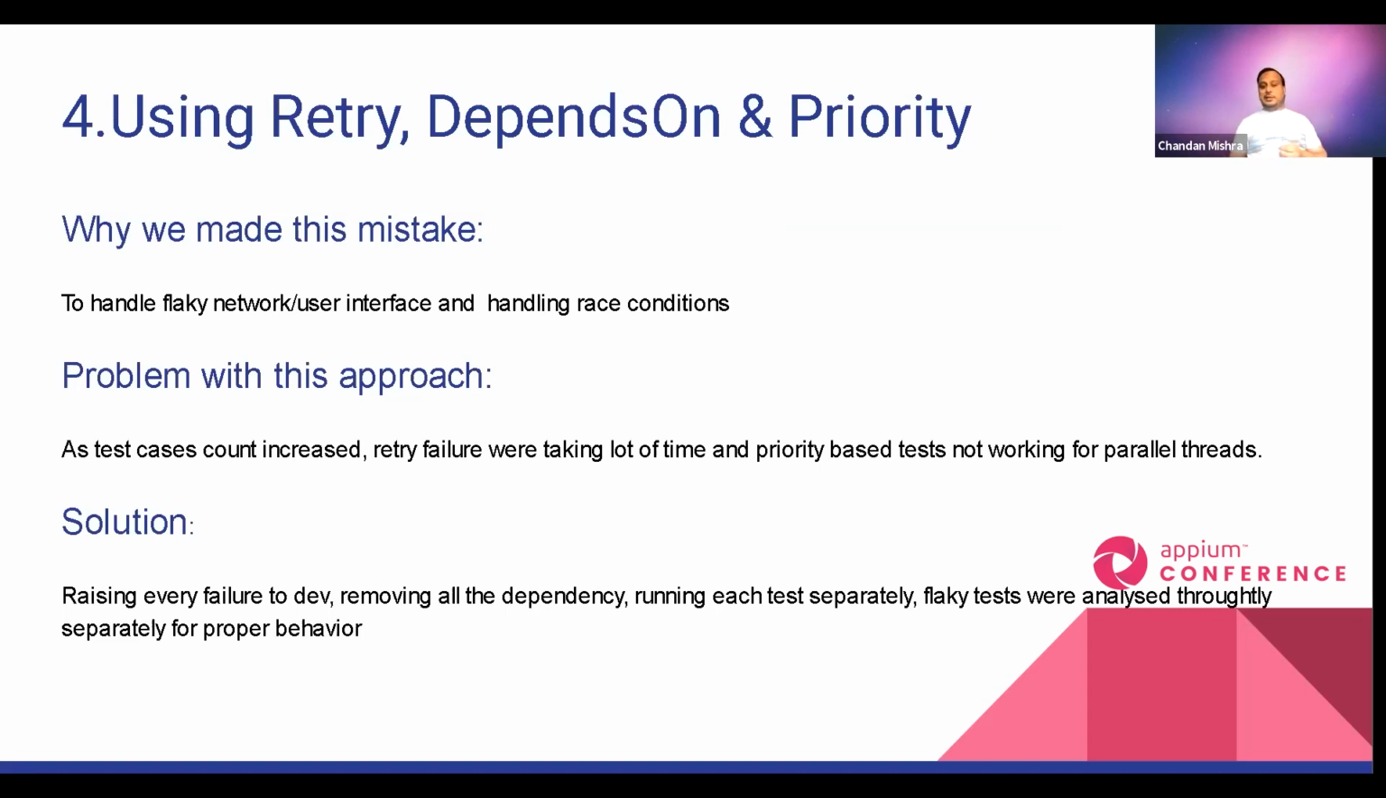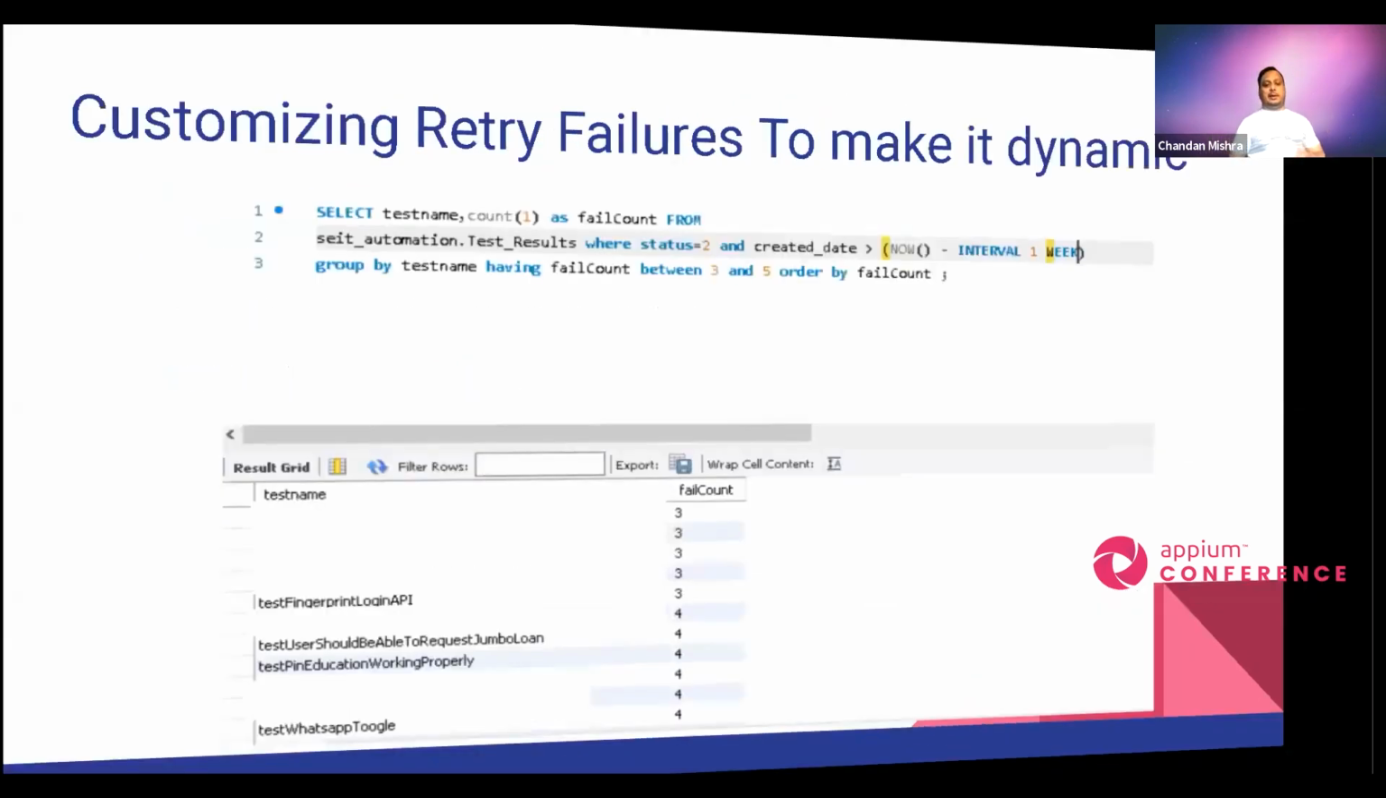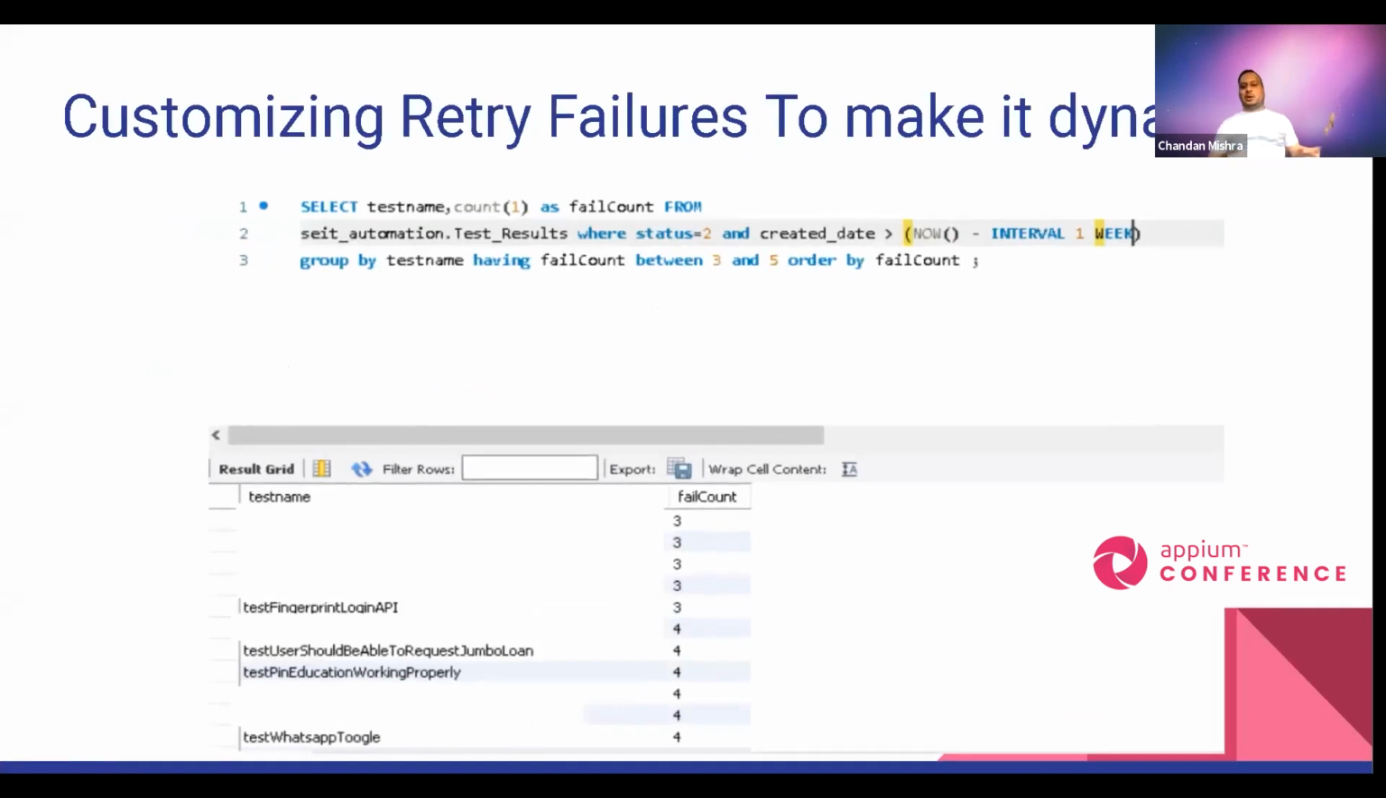Now what I did with retry, I did something different. I cannot ignore it directly, like I cannot say I don't want to retry, because let's face it, even if you have a lot of stable features and your network is stable, you will see some failures which are flaky failures, right? So for this, I made it dynamic based on my database. I was storing all the TestNG results in a test result database, and from there I selected those tests which failed in the last week more than, let's say, 3 or 4 times. You can customize the count here.